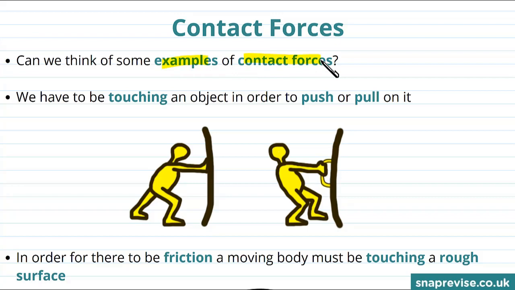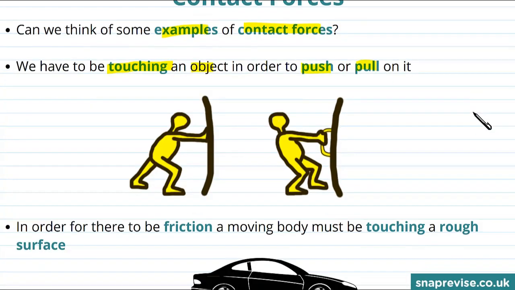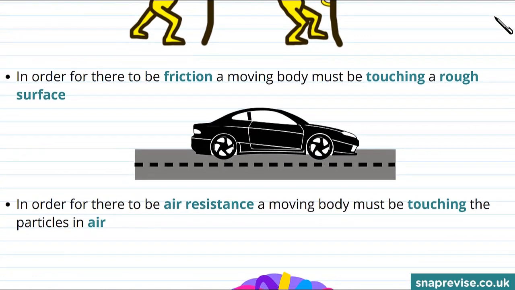For a start, we can think about a human pushing or pulling on something. Well, we know that we have to be touching an object in order to push or pull it. So that's an example of a contact force. Another example is friction. In order for there to be friction on a moving body, it must be touching a rough surface. We know that friction always stops us moving how we would like to, so friction typically points in the opposite direction to our motion.